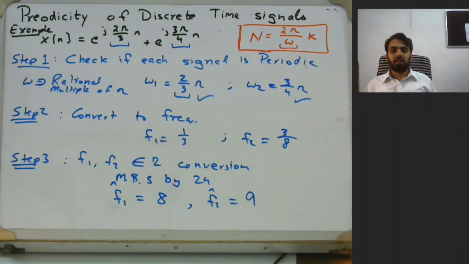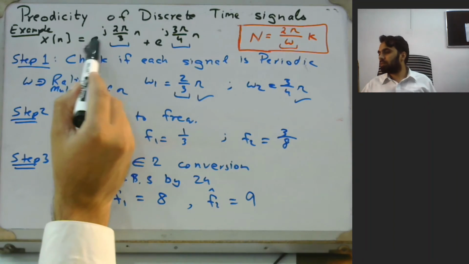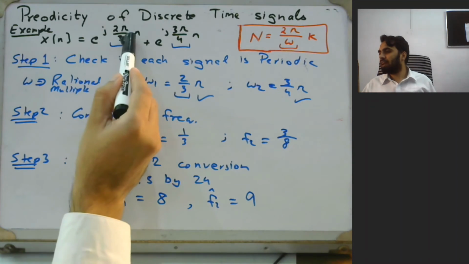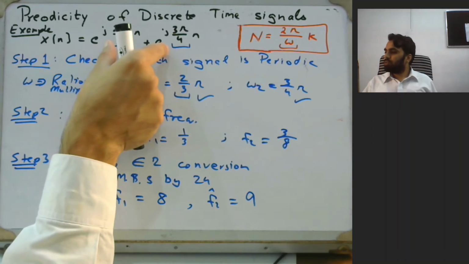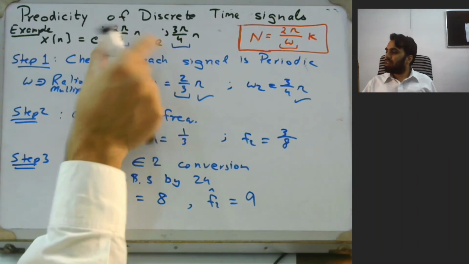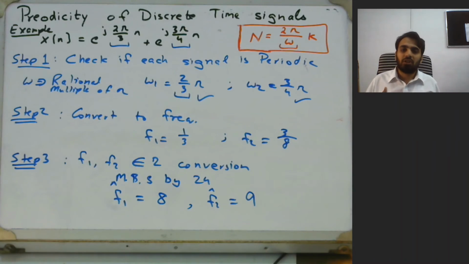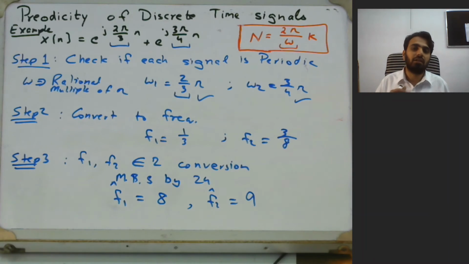Finally, in this example, we have two signals, that is e to the j 2 pi by 3 n plus e to the j 3 pi by 4 n. So these two signals are added together, and we are asked to determine whether the resultant signal would be a periodic signal or not. To answer this problem, I have adopted a 5-step procedure as I had done in the continuous time counterpart.